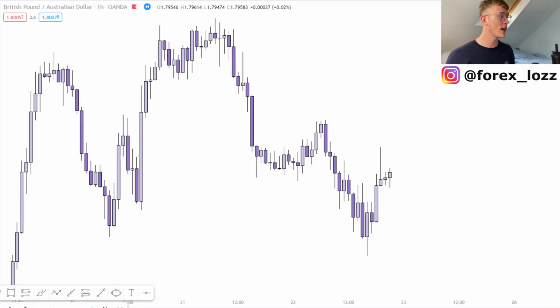So let's take a look at this chart. We're taking a look at pound Australian dollar on the 1 hour time frame, and then we're going to be taking a look at gold spot USD on the 15-minute time frame, because I want to show you guys that structure really is structure no matter what the time frame, whether it's the 5 minutes, the 4 hour, or the daily. Structure and price action remains the same. So let's jump straight into it.